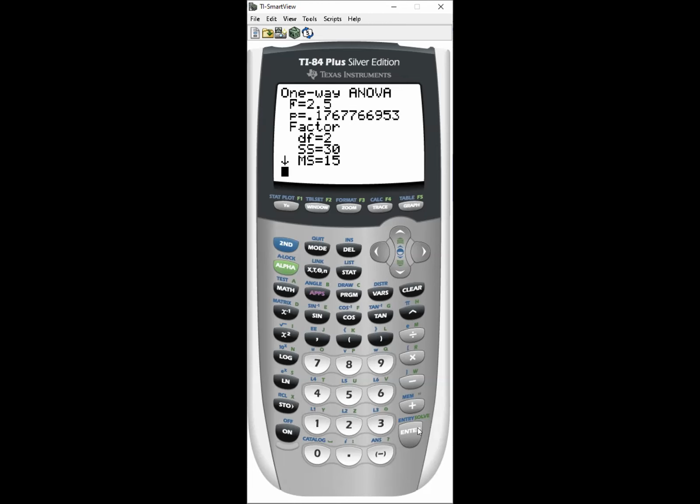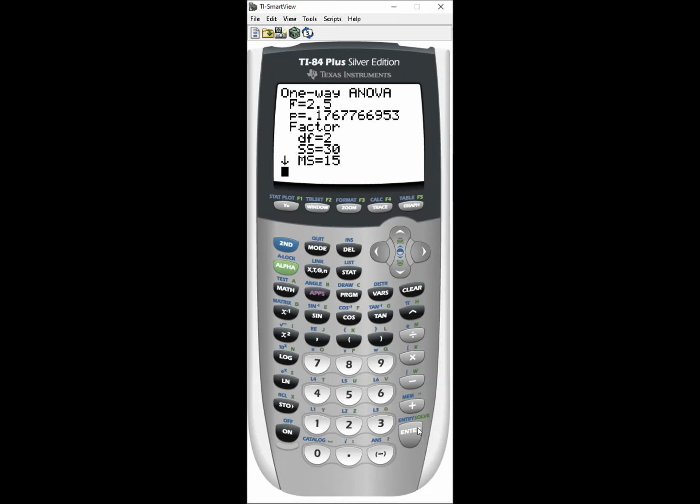That's the standard layout. So the calculator actually gives you those values. F is 2.5. The p-value is 0.17677, I'll call it 68. For the factor part, now what is the factor? What the calculator calls factor is the same as group or treatment or population.